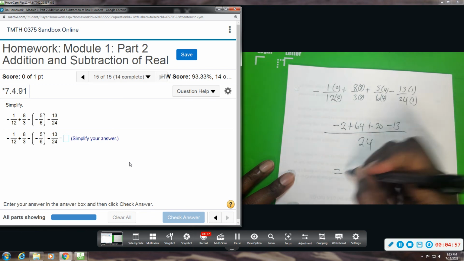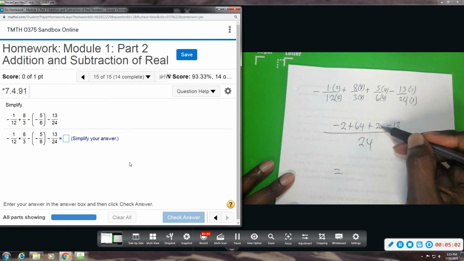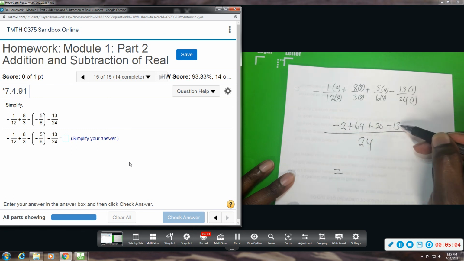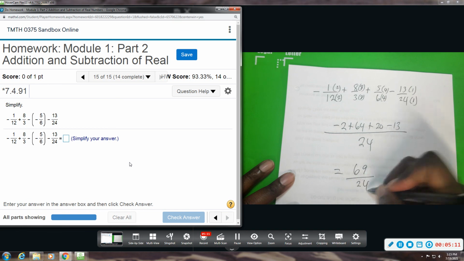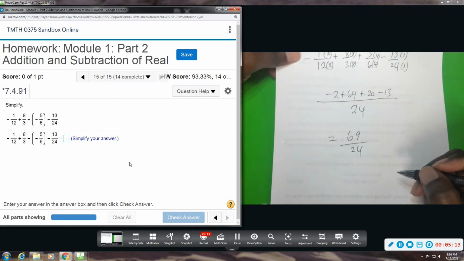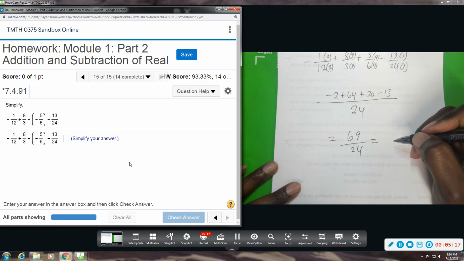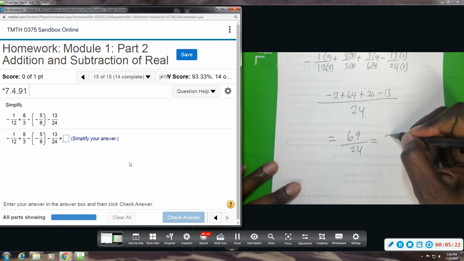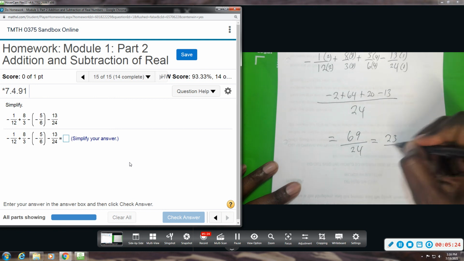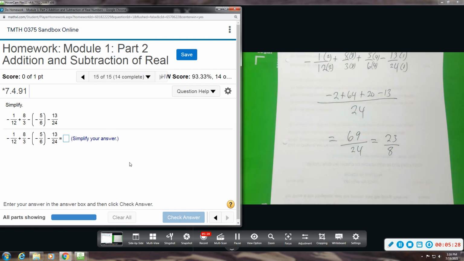Okay, so that will give me 62, 82 when you add 20, 82. That will give me 79, 69, 69 over 24. And 69 is divisible by 3, 24 is divisible by 3. So divide by 3, that will give me 23. Divide by 3, that will give me 8. So 23 over 8 will be our final answer.